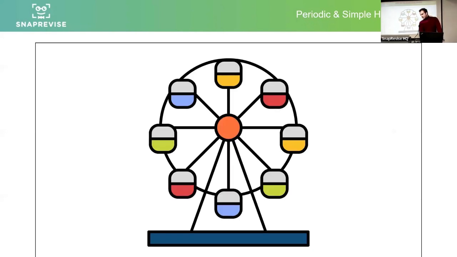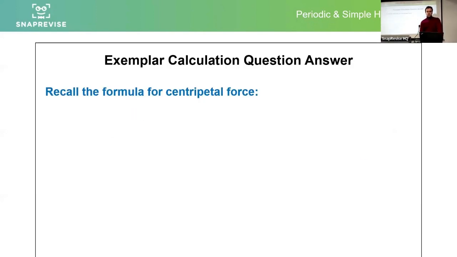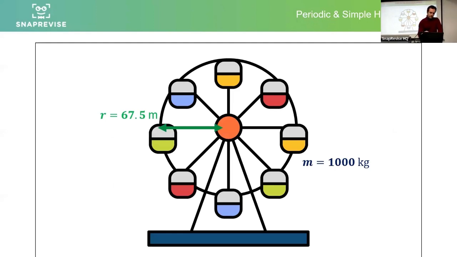Okie dokie. London Eye. It's essentially a big Ferris wheel. They give us the radius. They give us the mass of a carriage. And they are telling us that the period is 30 minutes. So 30 times 60 seconds.